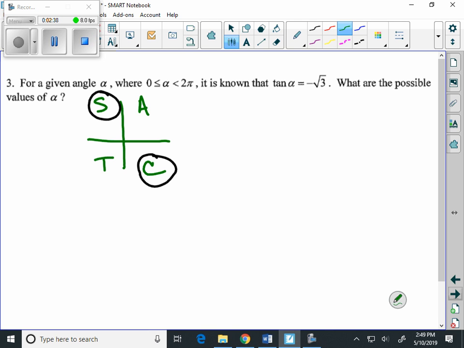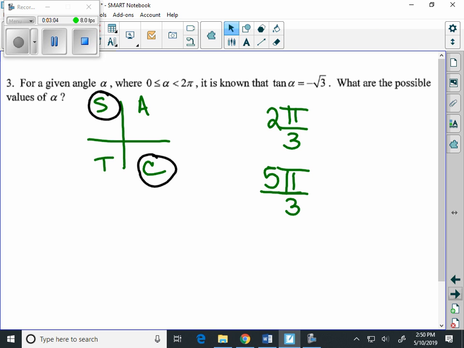So if we think about it, tangent theta equals the square root of 3 is going to be a pi over 3, but we need a pi over 3 in the second quadrant, and that value is 2 pi over 3. And then we need a pi over 3 in the fourth quadrant, and that is 5 pi over 3. It pretty much goes back to knowing your unit circle. So maybe you need to dig out your unit circle in your folder and go through that again, especially tangent. I know some of you had trouble with the tangent function.